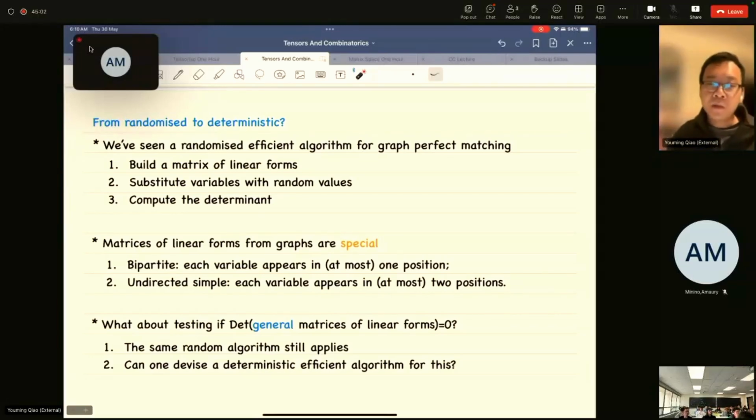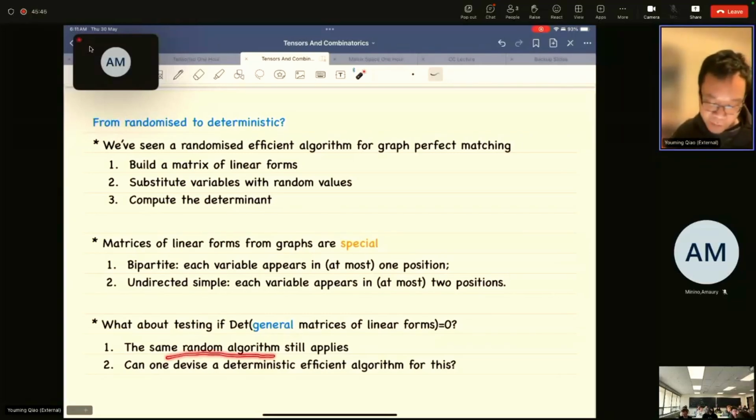So this is an observation which actually goes back to Edmonds. Actually, the same randomized algorithm still applies. If you think about the algorithm to test whether the determinant of MG is identically zero or not, essentially there we are not using any special thing about these special structures. So the same randomized algorithm will still apply, namely you just substitute variables with random values, and once you get a matrix of numbers, then you compute the determinant. So that's easy, even for the general case.